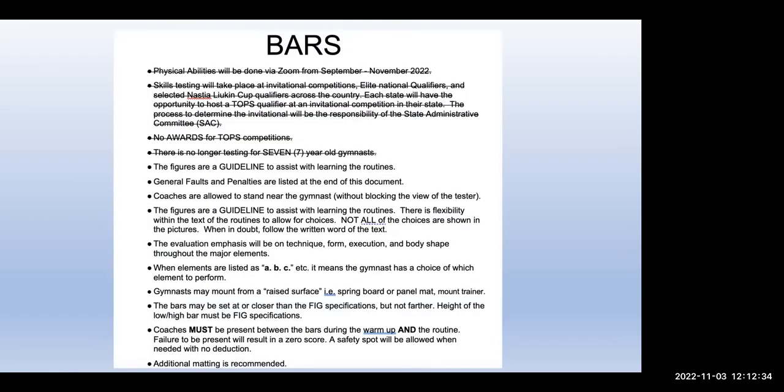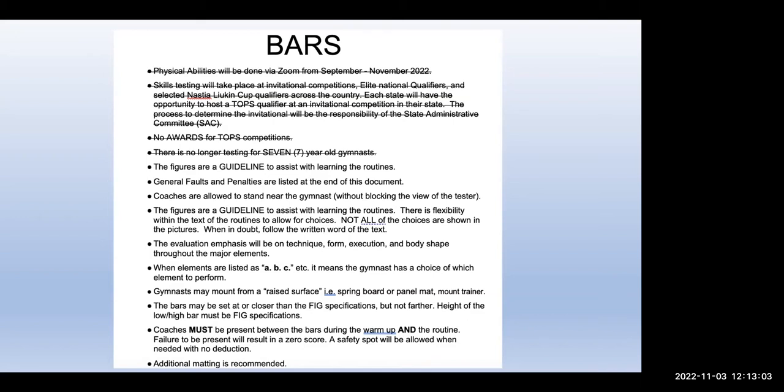So, things about bars. We have some general words here in the text that we don't really need to talk about right now, but just remember that the figures are a guide, the text is the rule. On bars, we have evaluation of different choices. They can choose some different things to do, like a clear hip or a Stalder or a toe on. They get to choose which of those skills they want to show us.